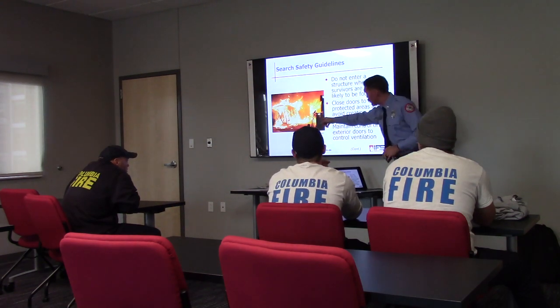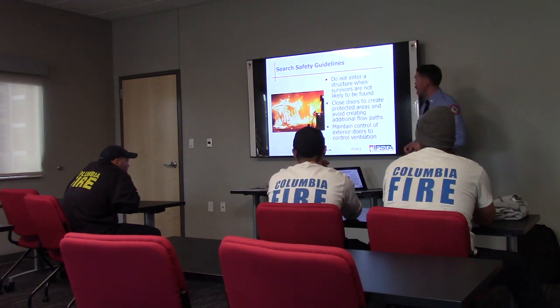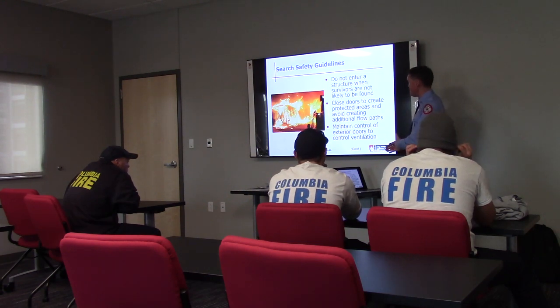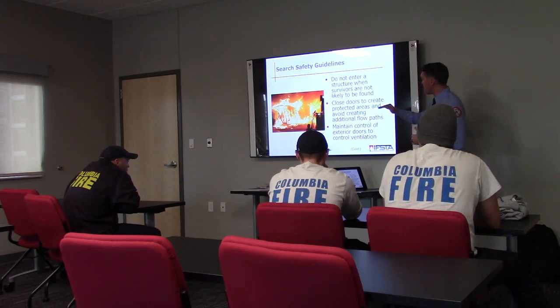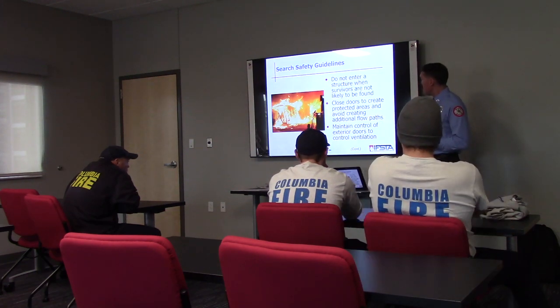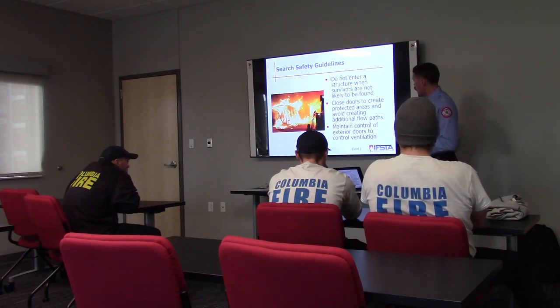So referencing this photo right here, it is highly unlikely that we're going to find a tenable victim in that very untenable environment. Close doors to create a protected area and avoid creating additional flow paths. We've talked about safe havens. We're going to talk about VES as we progress through this presentation, but we'll hit it again here. Make sure that we're closing doors and isolating flow paths. Maintain control of exterior doors to control ventilation.